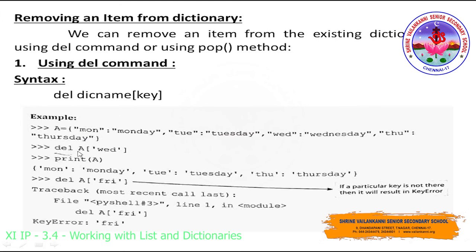So if I give del followed by the dictionary name, that is a variable name, and inside the square bracket if I give the key ved, this entire key value pair gets deleted. So if I give print(a), this Wednesday key value pair will not be displayed here. And in case the respective key which you have given to delete is not present in the dictionary, it will display an error stating it is a key error, because the Friday key is not there in the dictionary. So it will state a key error. Got it? So this is how you can delete an element, remove an item from the dictionary.